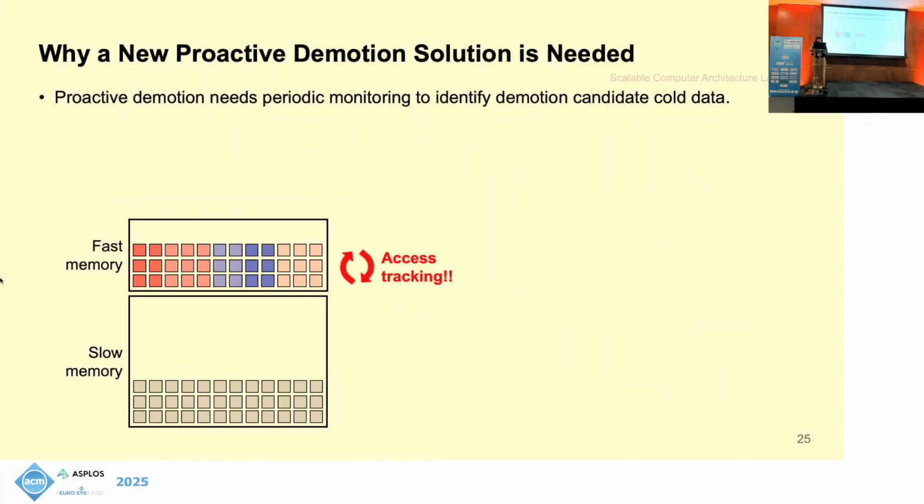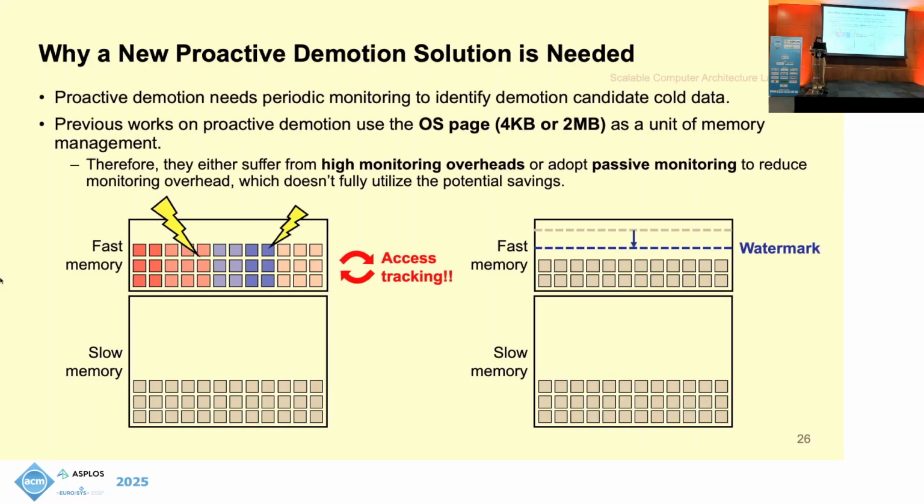Now let's talk about the reason why a new proactive demotion solution is needed. Proactive demotion essentially requires periodic access tracking to identify demotion candidate cold data. Since existing approaches on proactive demotion use the OS page as a unit of memory management, they either suffer from high monitoring overheads or adopt a proactive demotion approach that simply adjusts the watermark to initiate demotion earlier, thereby avoiding the need for periodic monitoring. However, the watermark-based approach fails to fully exploit the potential benefits of fast memory savings.